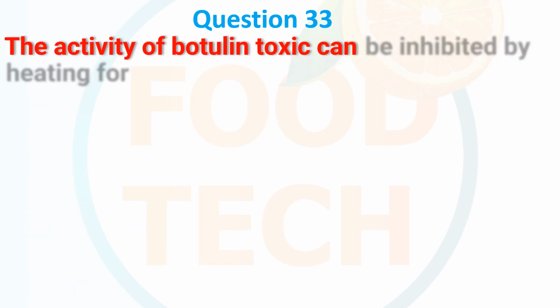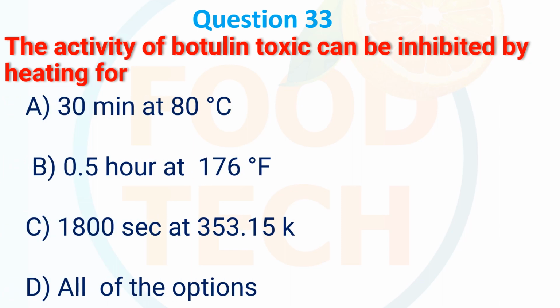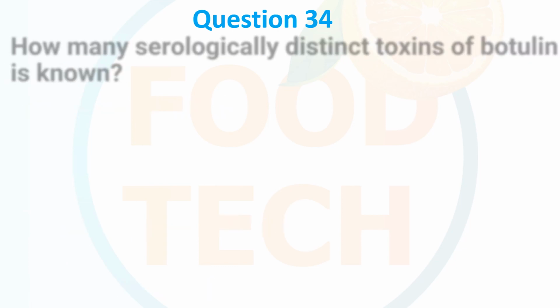The activity of botulinum toxin can be inhibited by heating for A. 30 minutes at 80 degrees Celsius. B. 0.5 hours at 176 Fahrenheit. C. 1800 seconds at 315 Fahrenheit. D. All of the options. The answer is D. All of the options.